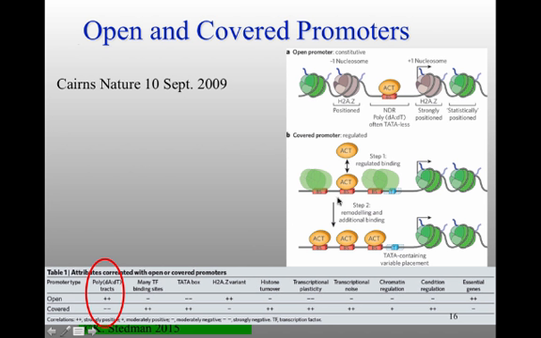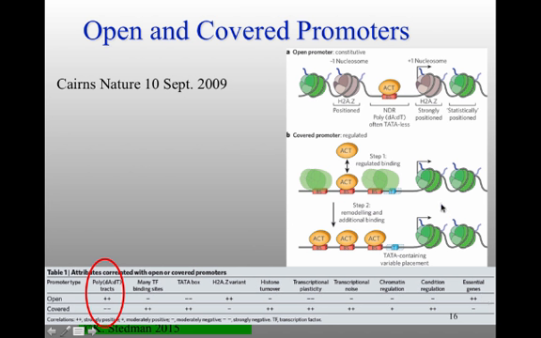Cairns, in this article in 2009, proposed a number of different ways to talk about open versus covered promoters, but the main thing here is that the open promoters, those that have binding sites for activators that are always available, very often have lots of A's and T's, a lot of times don't have TATA boxes, and usually have these variant histones. Not surprisingly, many of these are the essential genes. These are the genes which you need all the time.